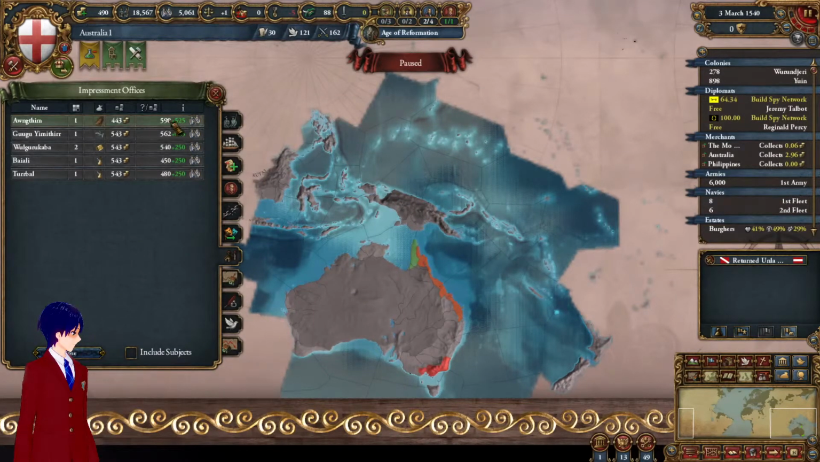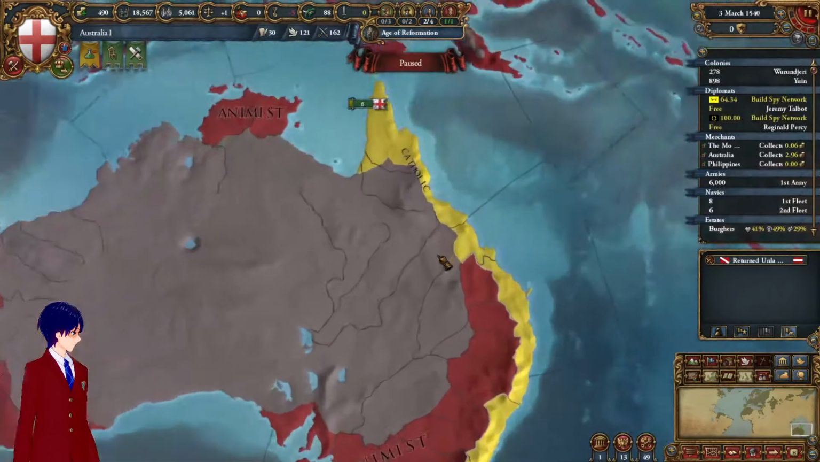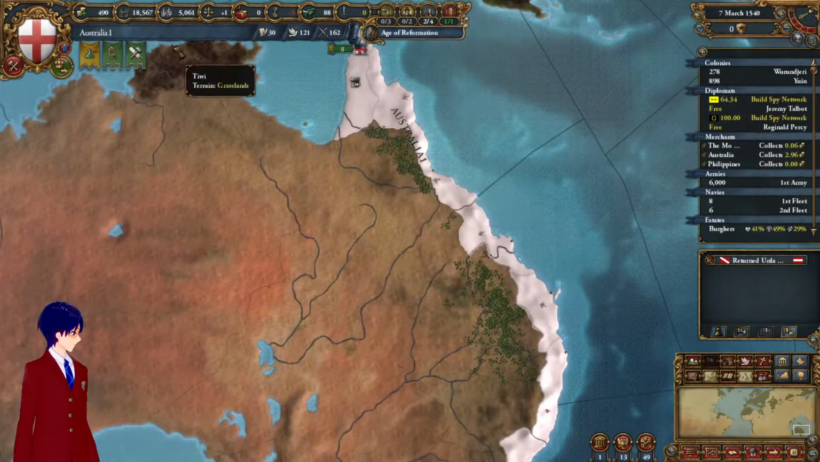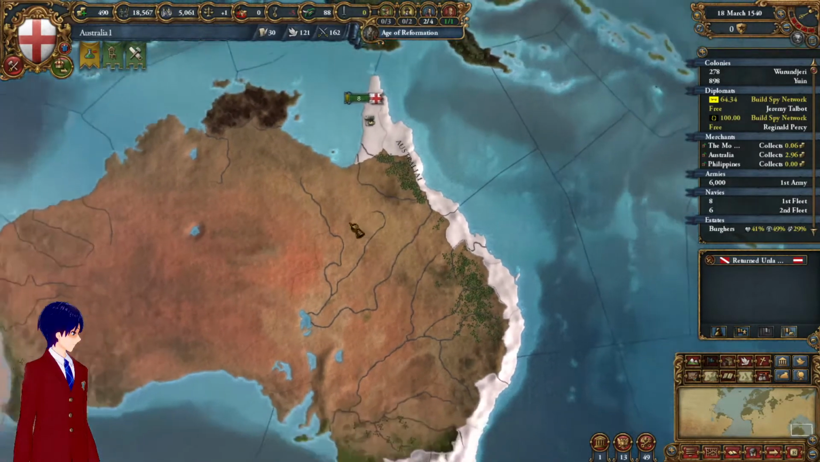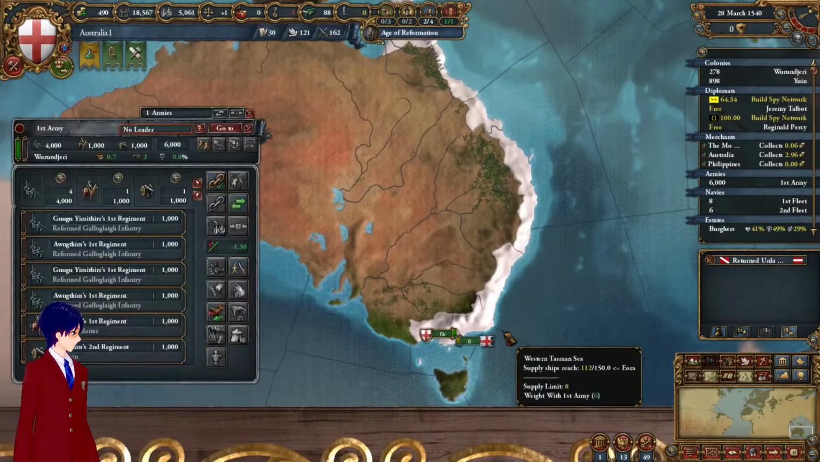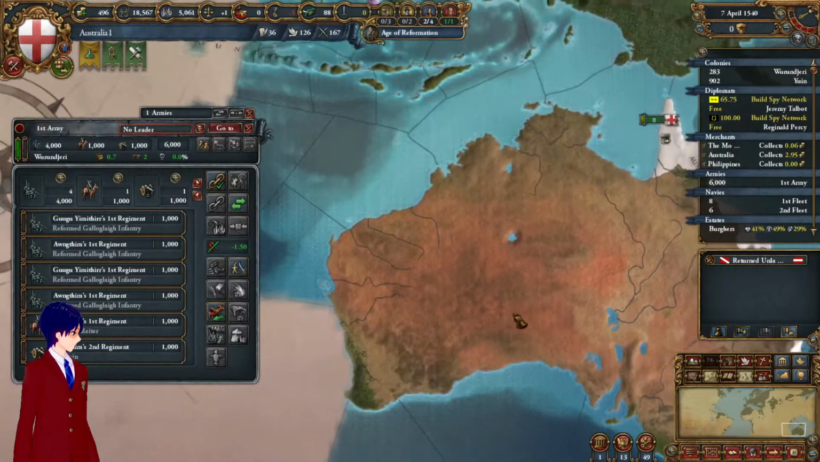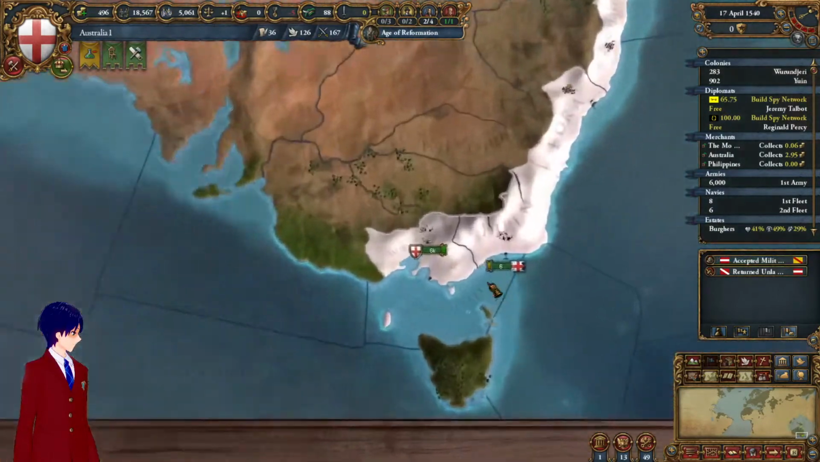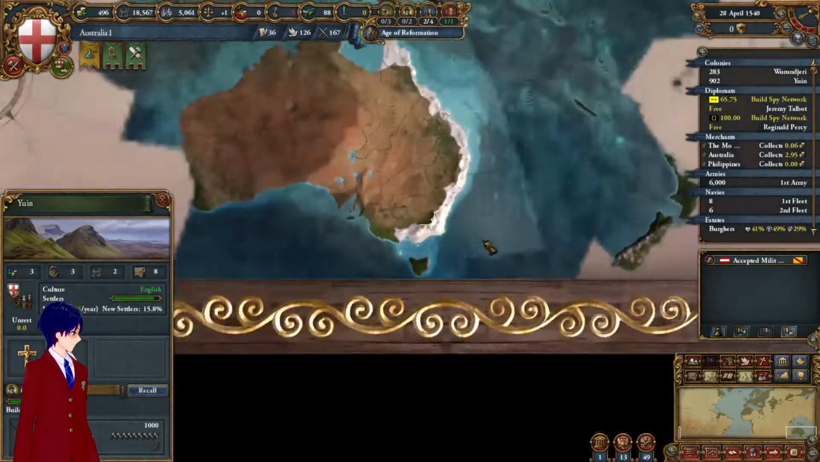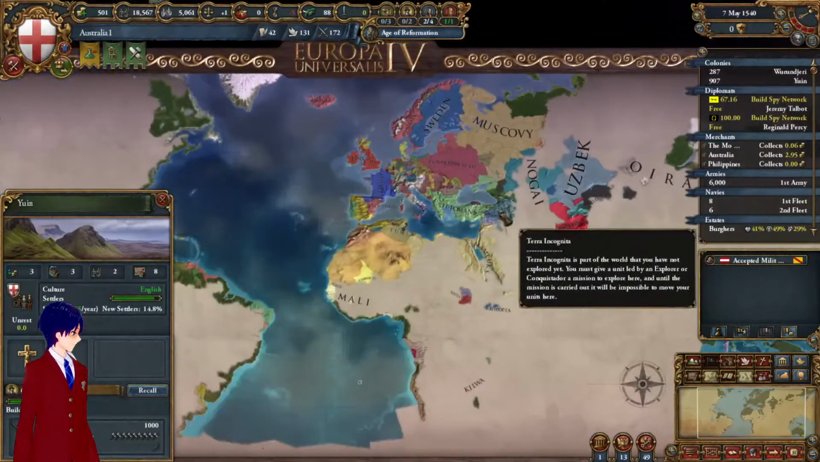Is that sailors? Yeah, that is sailors. Not. I don't think we need sailors at this point. We have 5 grand sailors. Right, okay. Let's look at the rest of the world.